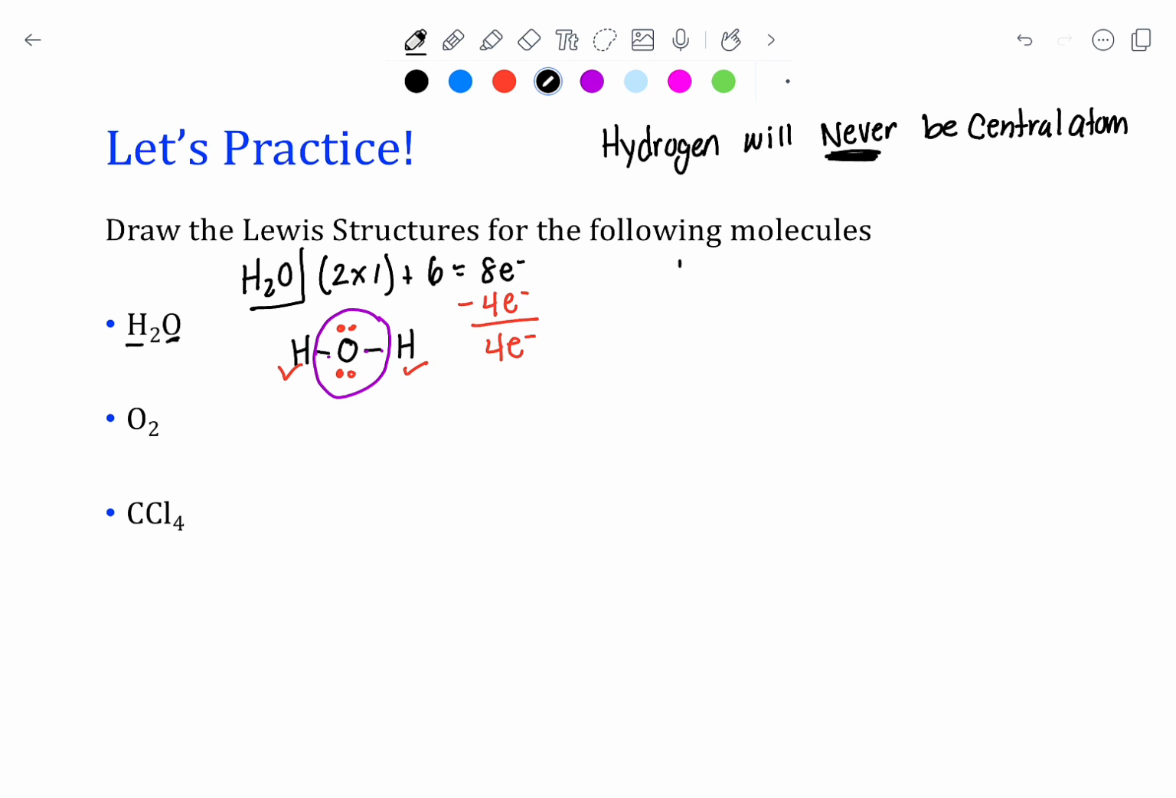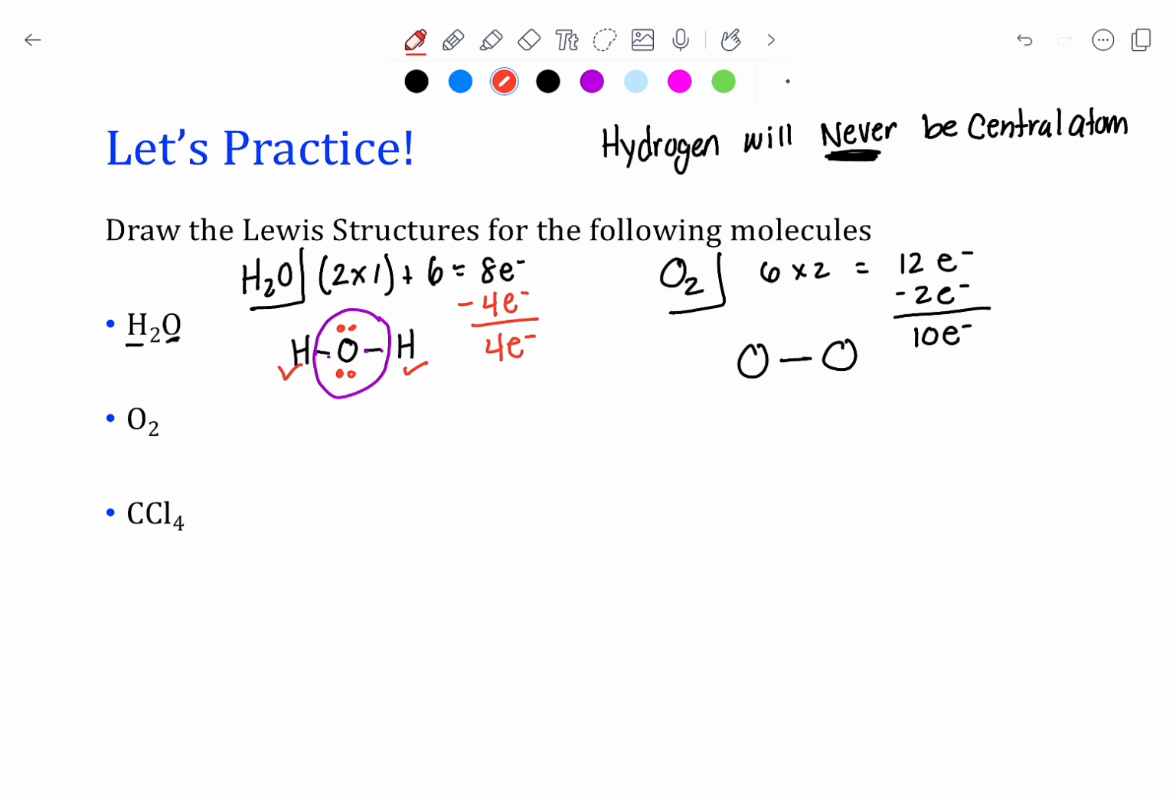Our next example is O2, which is molecular oxygen. Okay, so O2 has 6 valence electrons, but there's 2 of them. So we have a total of 12 electrons to draw the structure. Since there's only 2 atoms in this molecule, those oxygens are just going to be next to each other. There is no one central atom. So my 2 oxygens are bound together by a single bond. My single bond used up 2 electrons. So I have 10 electrons left.